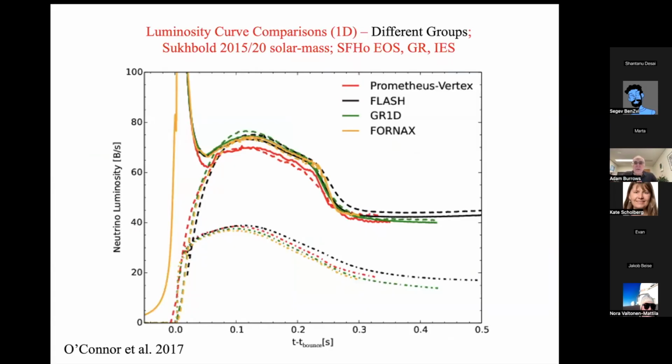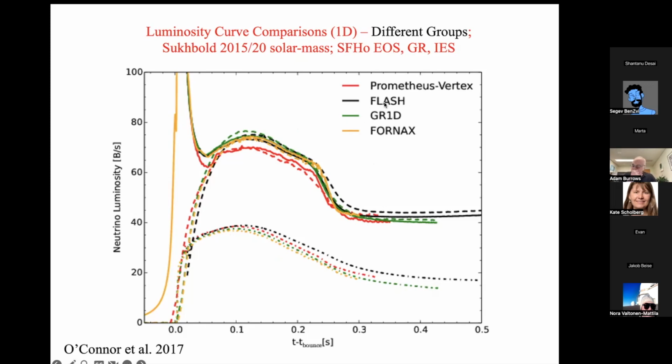There's a paper that was led by Evan O'Connor that compared various codes. This is the electron neutrino luminosity, mu neutrino luminosity, tau, and anti-electron neutrino luminosity versus time for different models. There's the Prometheus Vertex model, which is this red curve. There's Fornax, which is this orange curve. And there are others, GR1D, and that's what this shows here.